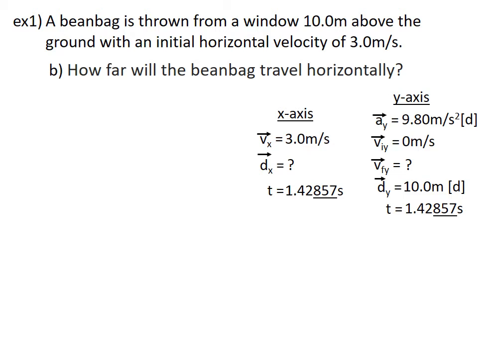Right, now for part B. How far will the beanbag travel horizontally? So I'm looking for distance in the x-axis. And now since I have time, I can use v equals d over t. To get d by itself, I'll multiply both sides by t. The t's will factor out. d is equal to time multiplied by the velocity in the x-axis.